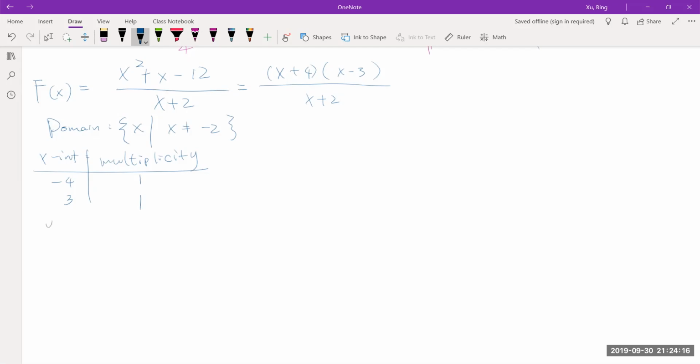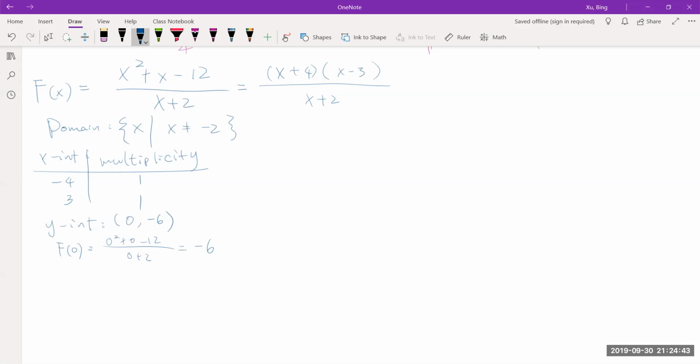All right, y-intercept. We've done this many times. To find the y-intercept, you make x equal to 0. Plug into the original: 0 squared plus 0 minus 12 over 0 plus 2, which is -6. So (0, -6) is your y-intercept.